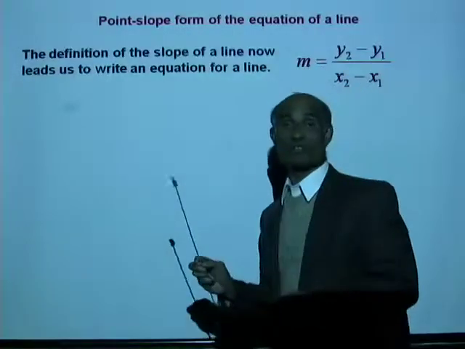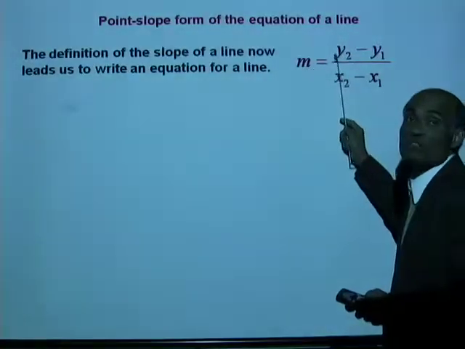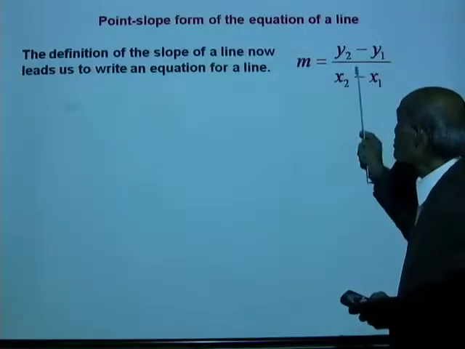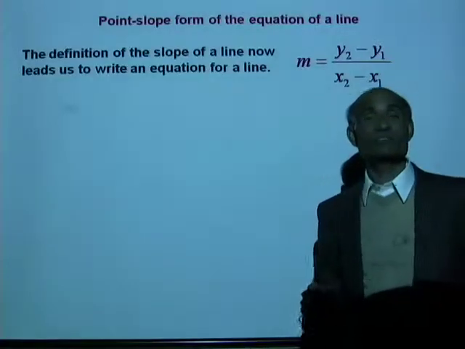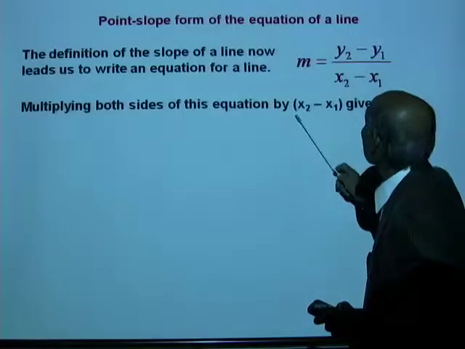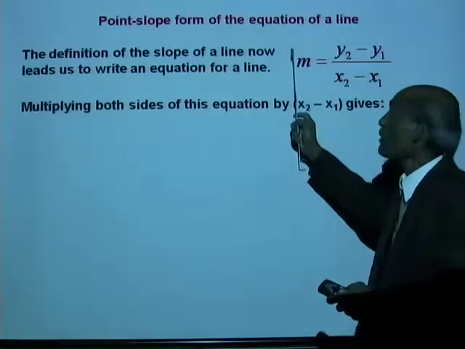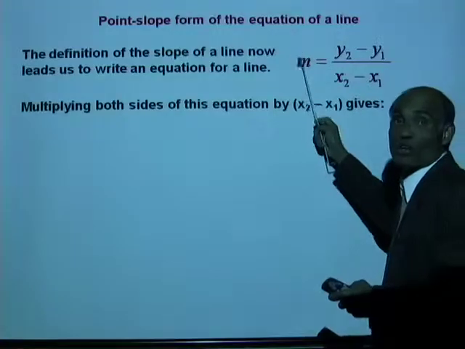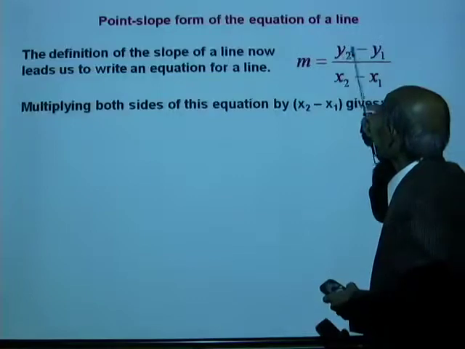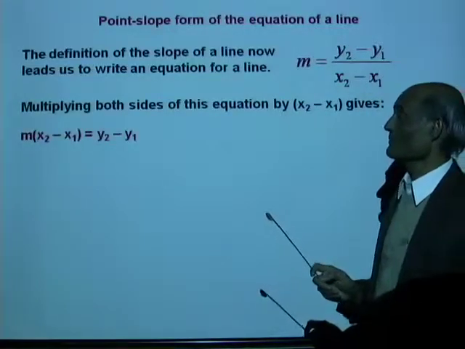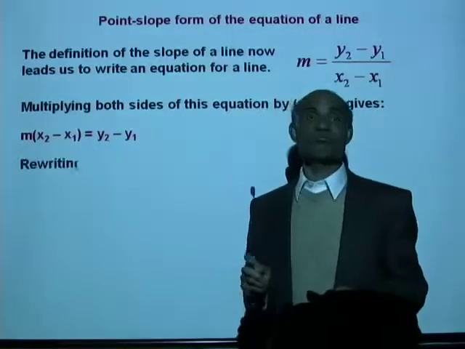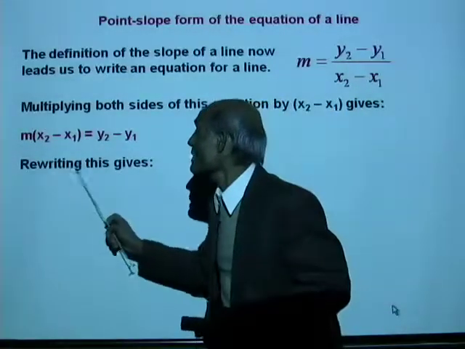Now, what is the definition of the slope? Slope equal to change in the value of y, y2 minus y1, divided by change in the value of the input, x2 minus x1. Now, multiply both sides of this equation by x2 minus x1, or simply cross-multiply. What do you get? m times x2 minus x1 equal to y2 minus y1. Now, rewrite this equation.